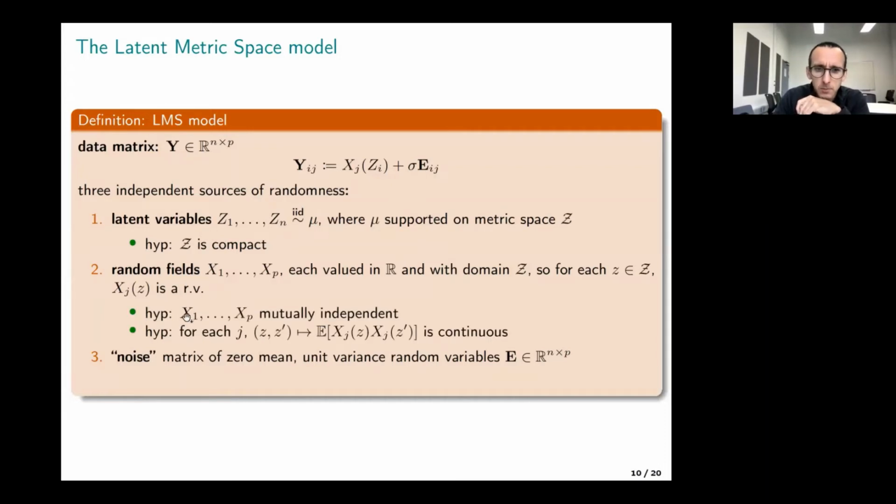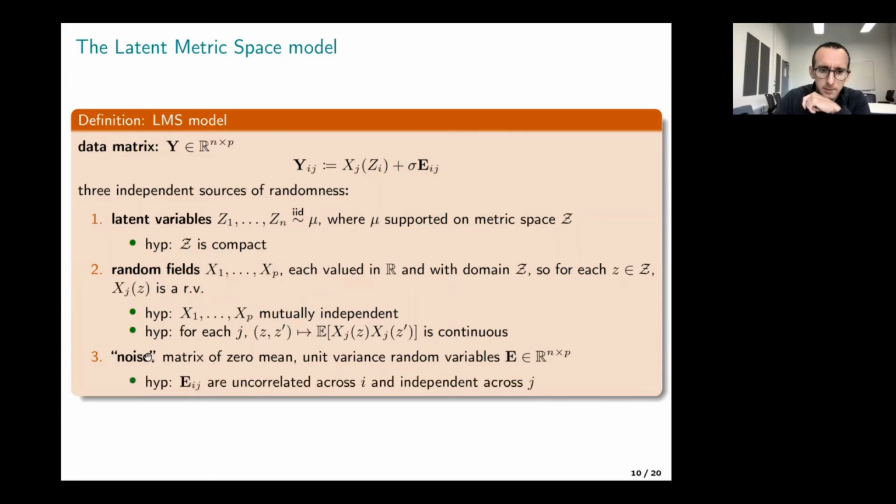I'm going to assume that these random fields x1 to xp are mutually independent. And I'm also going to assume that for each j, the correlations across the z are continuous. Right? So the independence here is a mathematical convenience. And if I get time later on, I can explain what would happen if you relax that.